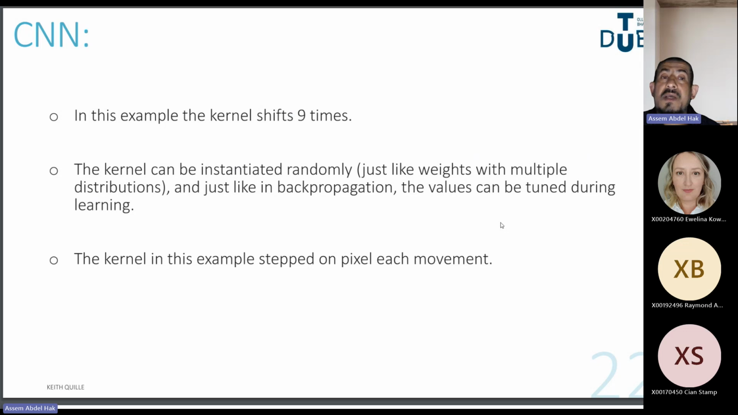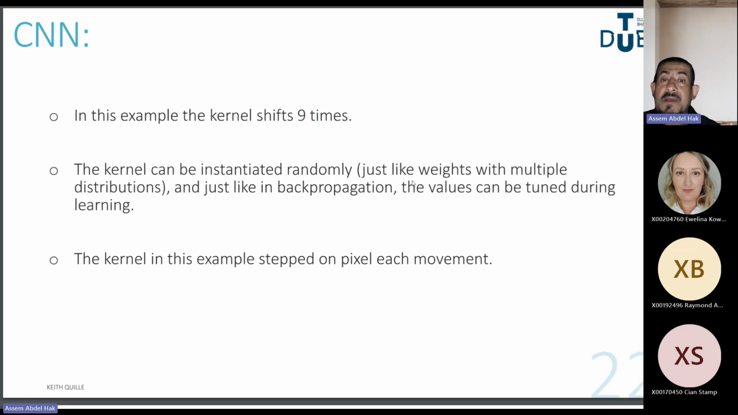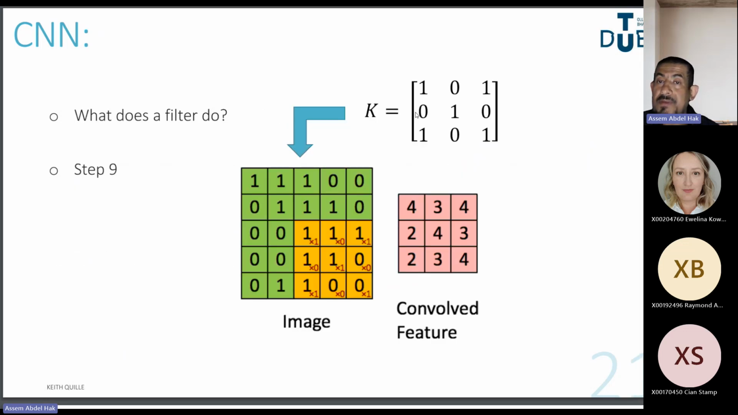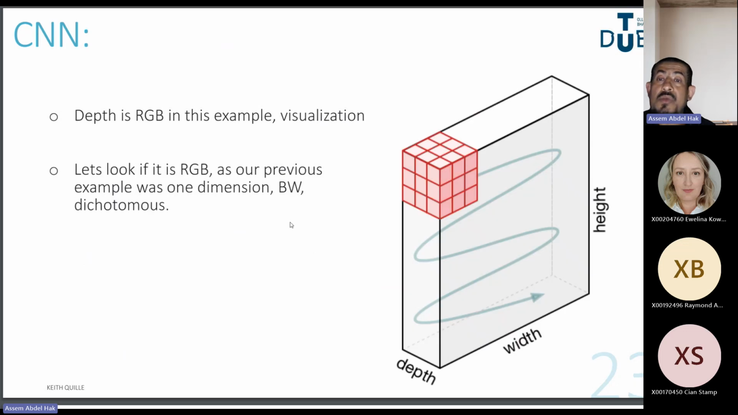Okay, after this, guys, look at this example: the kernel, or feature, is called a filter. The filter shifted 9 times. The kernel can be initialized randomly, so these numbers could be random, all right? And we keep teaching our model what's in this image using these.